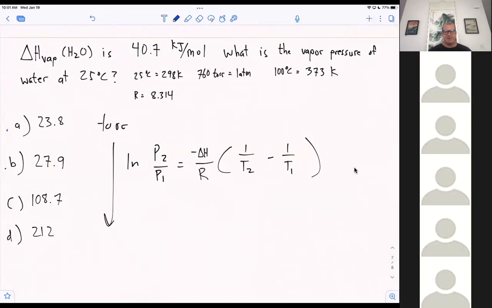Now it's your turn. Let's see how you're doing. The heat of vaporization of water is 40.7 kilojoules per mole. What is the vapor pressure of water at 25 degrees Celsius? I went ahead and calculated those numbers out for you. 25 degrees Celsius is 298 Kelvin, 760 torr is 1 atmosphere, 100 degrees Celsius is 373 Kelvin, and R is 8.314 joules per mole Kelvin. So why don't you try that? And I can go ahead and start a poll.